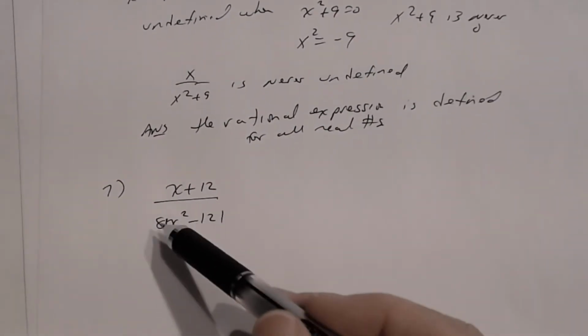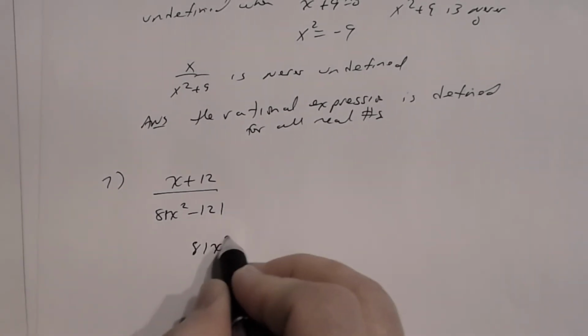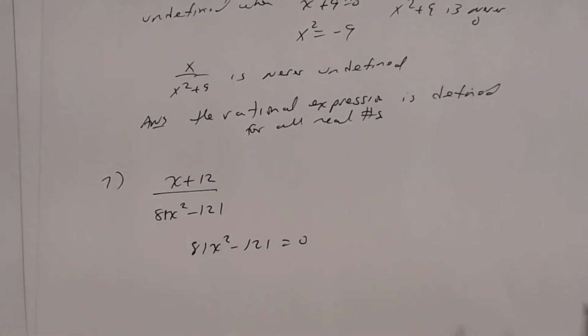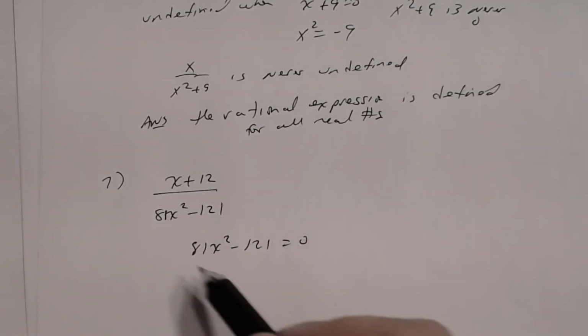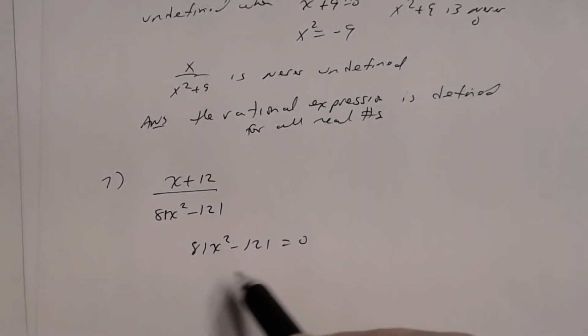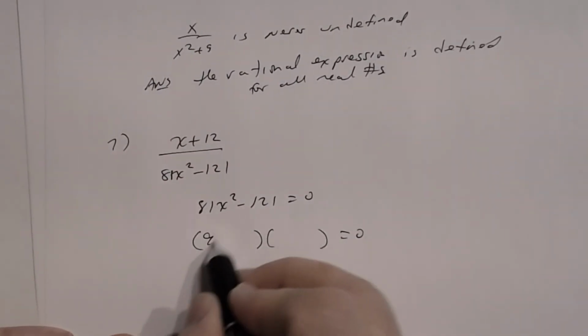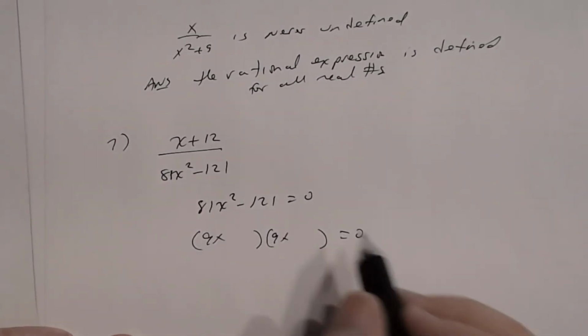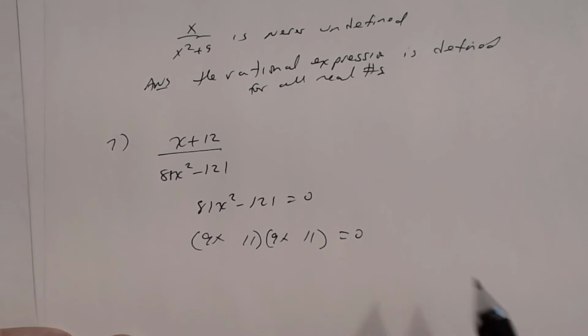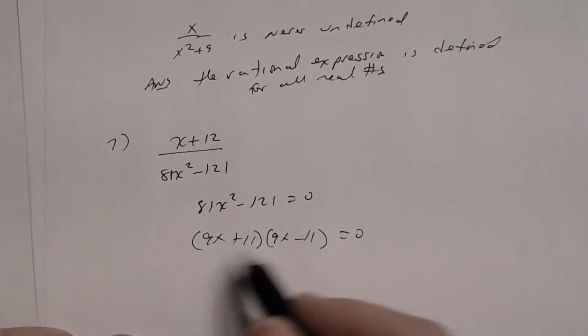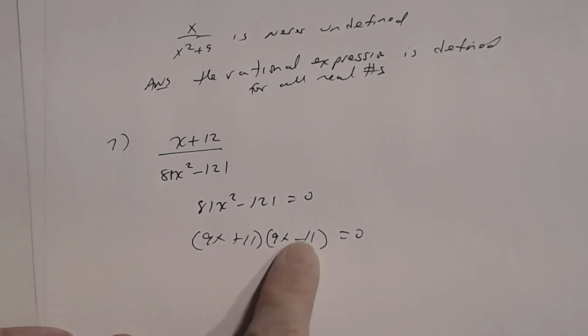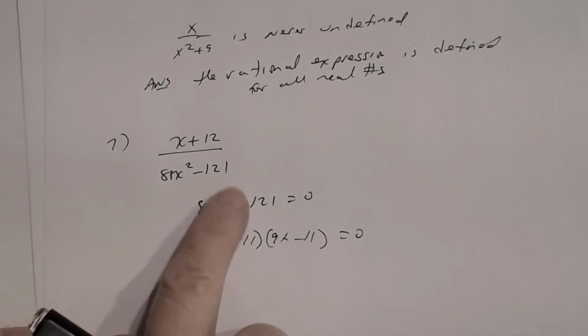It's undefined when the denominator is 0. So let's figure out where this denominator is equal to 0. Notice that this quadratic expression is the difference of two squares, so I can factor it. 9x times 9x is 81x squared, and 121 is 11 times 11. One's positive, one's negative. If I check it, the outer is a negative 99x, the inner is a positive 99x, so that's 0. And 11 times negative 11 is negative 121. So this factors as this.